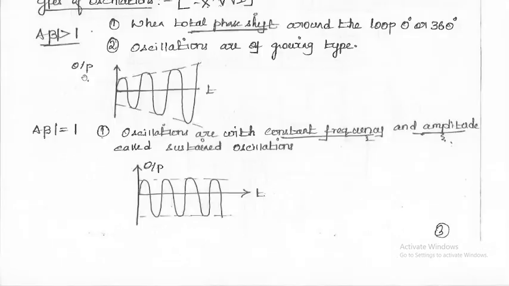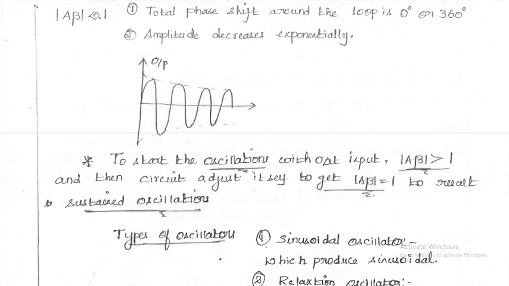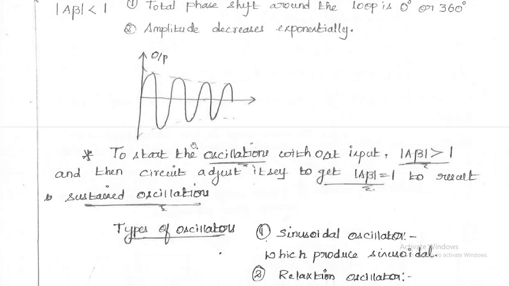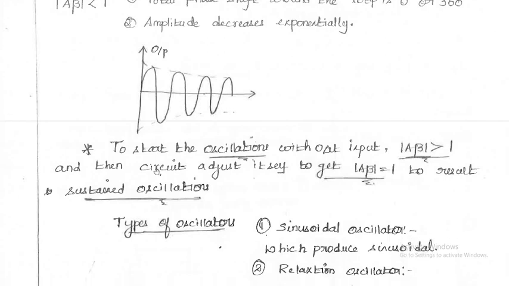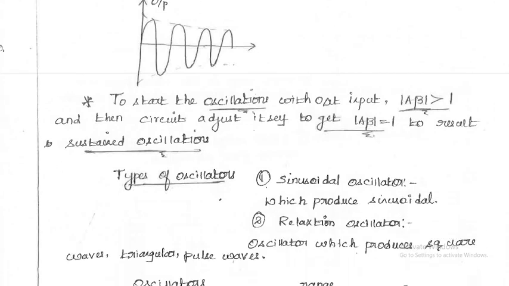And the third condition, A beta less than 1. What will happen if A beta is less than 1 is that the oscillation decreases exponentially. You can see the oscillation decreasing exponentially. So that is the condition A beta less than 1. If you want to get the exact output, you can set A beta equal to 1. To start the oscillations without input, A beta is greater than 1, and then we have to adjust the circuit so that A beta equals 1. If A beta equals 1, it produces sustained oscillations.